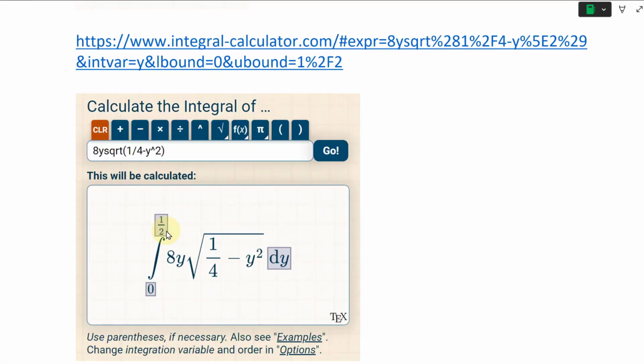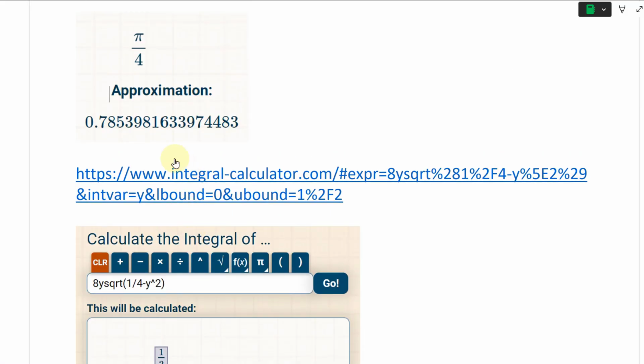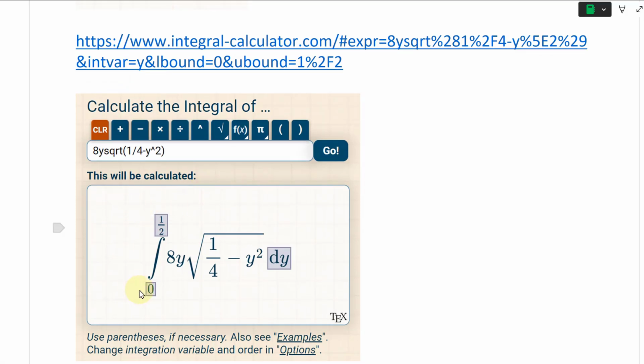It's epic stuff. And here's another one. You can also share the URL. So this one is for the second one. So this is a V2. This is from 0 to 1/2. You could just write literally 8y, then you put a multiply sign there. 8y sqrt for square root, 1 over 4 minus y squared.